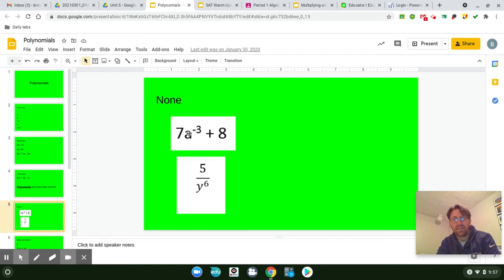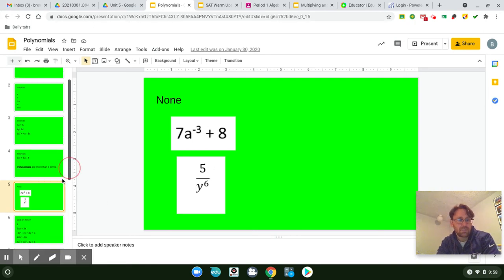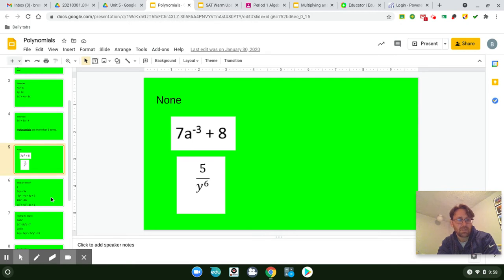If it has a negative exponent, or if the exponent is in the denominator for the variable, then it's none. You wouldn't consider it anything, a binomial, trinomial, nothing. Just write none. And just remember that if it's a negative exponent, that means it goes in the denominator. So these two equations are kind of very similar, or expressions, that is.